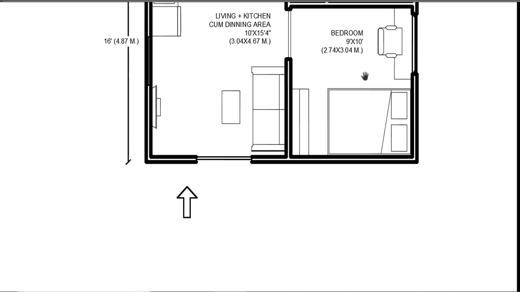this area. On the right side we have bedroom here. You can see here the bed arrangement, wardrobe arrangement, and also a study table with chair and a large size window for ventilation and light purpose of this room.